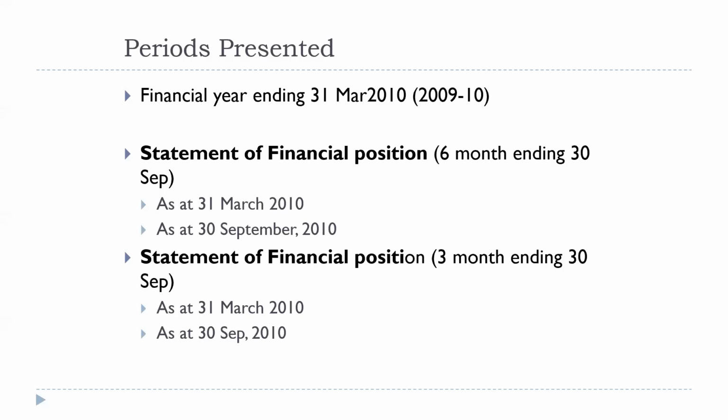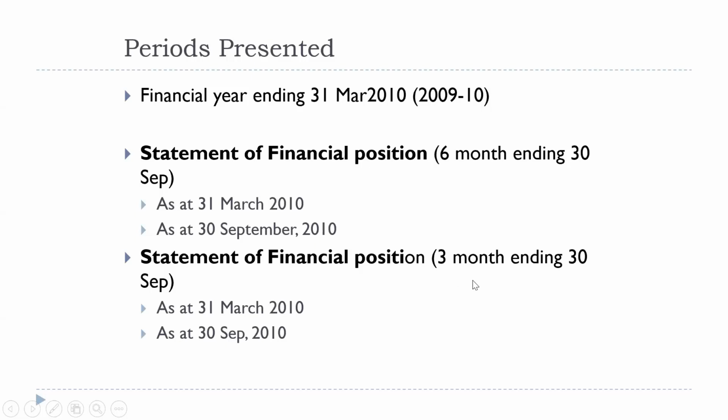So here's the same example, that financial year ending 31st March 2010, statement of financial position will be of, if it is a 6-month ending 30th September, then 30th September is the date of balance sheet. Most recent annual financial statement will be of 31st March. Statement of financial position, if it is 3-month ending balance sheet, then 31st March and 30th September. If we are in the second period, this is the example we took now.